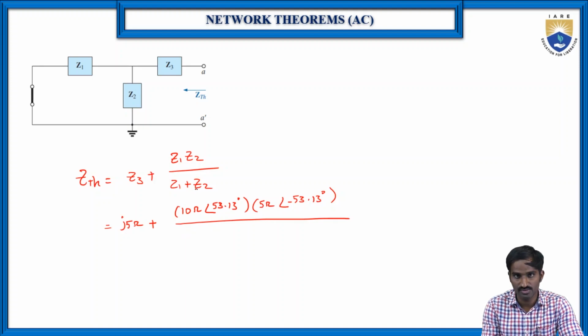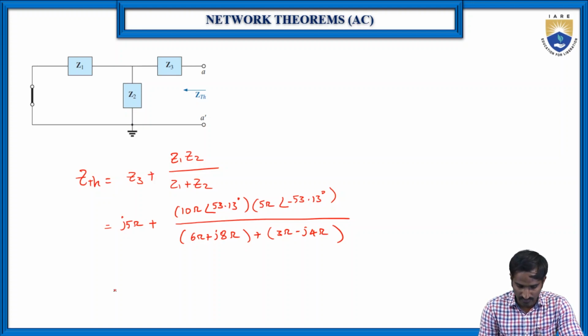because it is a sum, I am again writing in the rectangular form, which means A plus jB. So 6 ohms plus j8 ohms plus again Z2, which is 3 ohms minus j4 ohms. Then if you simplify this, you will finally get Z Thevenin equal to 4.64 ohms plus j2.94 ohms.